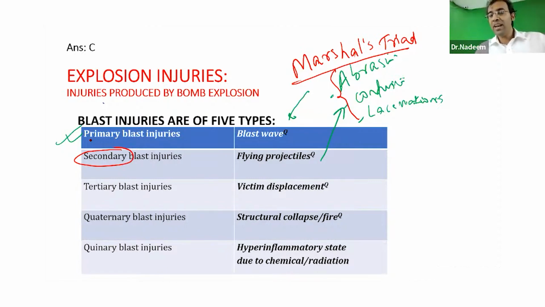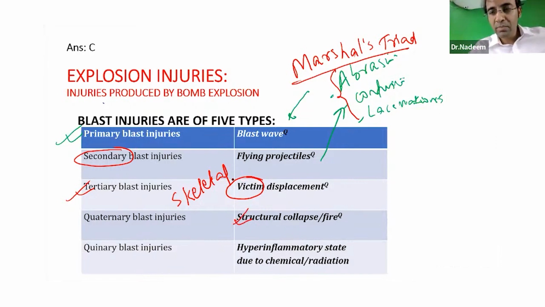After that, see what is happening here. First injury, primary injury was because of the blast wave. After that, flying projectiles like nails. After that, because of the energy, victim will be displaced from one place to another place. After that, he will be hit against the wall. Here you are going to see a skeletal injury, skeletal fracture, right? That is tertiary blast injury. After that, maybe there can be building collapse. Because of that, there can be injury that is called the quaternary blast injury.